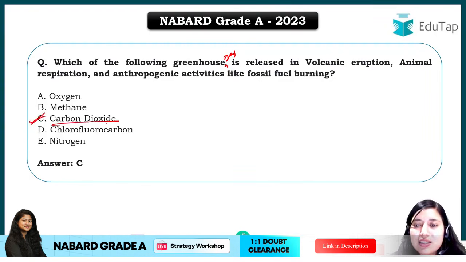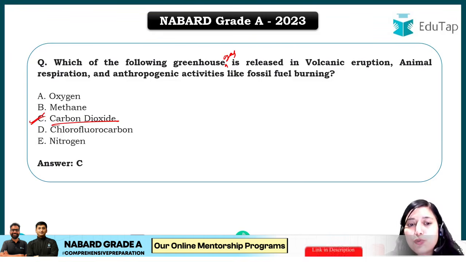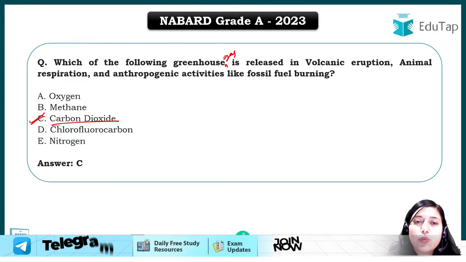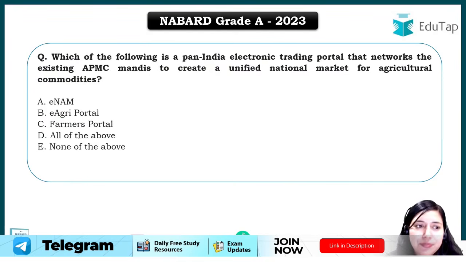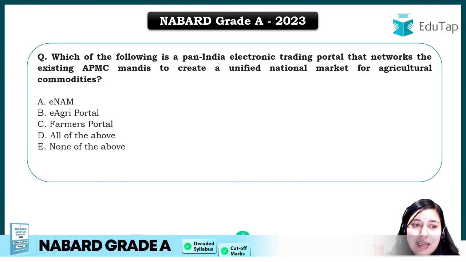So basically all these things: through animal respiration carbon dioxide is released, through volcanic eruption carbon dioxide is added, through fossil burning again carbon dioxide is added to the atmosphere, and carbon dioxide is one of the greenhouse gases, right? That is increasing the temperature of the earth's atmosphere and leading to global warming.